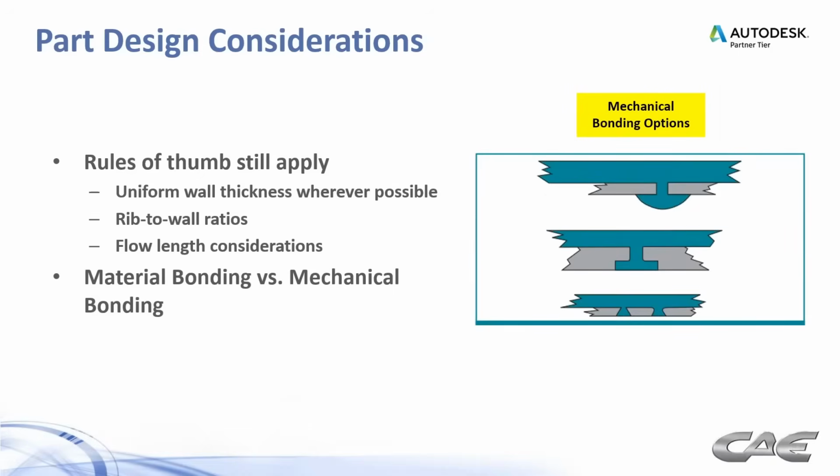Then you have material bonding issues. So 2 ways to bond. You can do a mechanical bond, as you see on the right. Different ways to poke holes through your part and let the second material flow through and grab onto the first shot, or you can rely on remelt to induce a bond between the 2 materials. Sometimes materials just chemically are not good at bonding together. So depending on what types of materials you're molding, you may or may not be able to rely on the remelt.